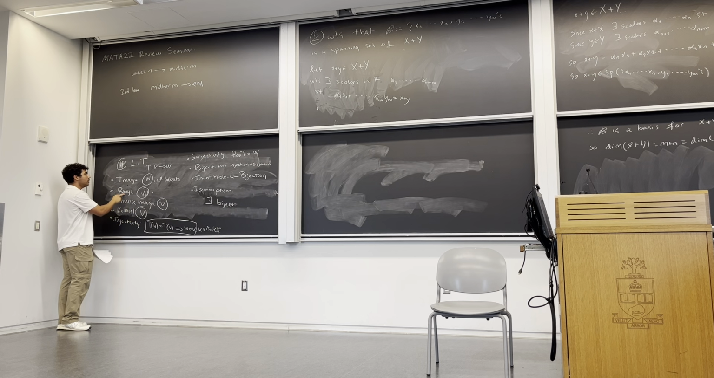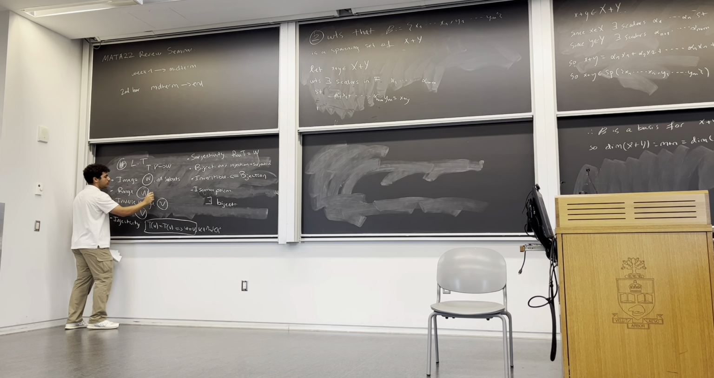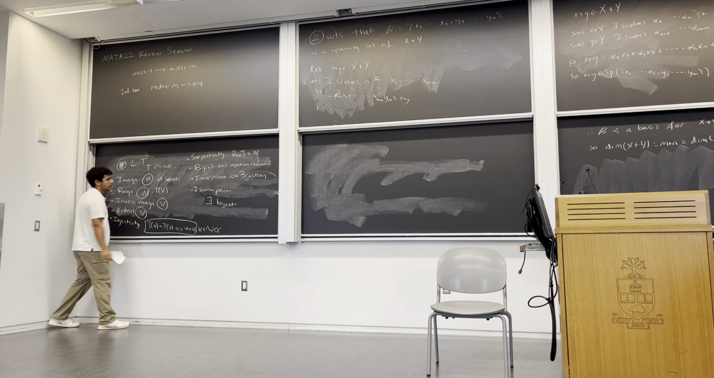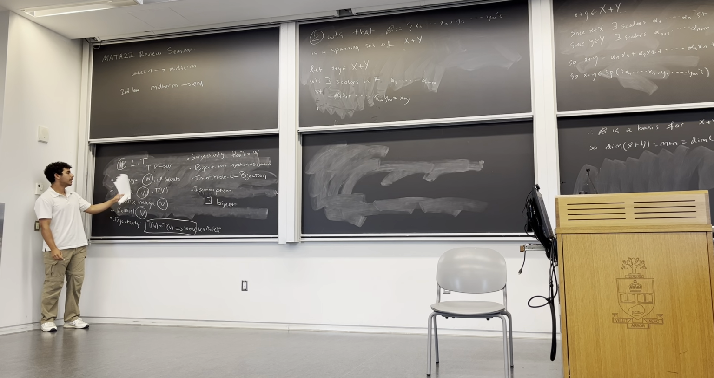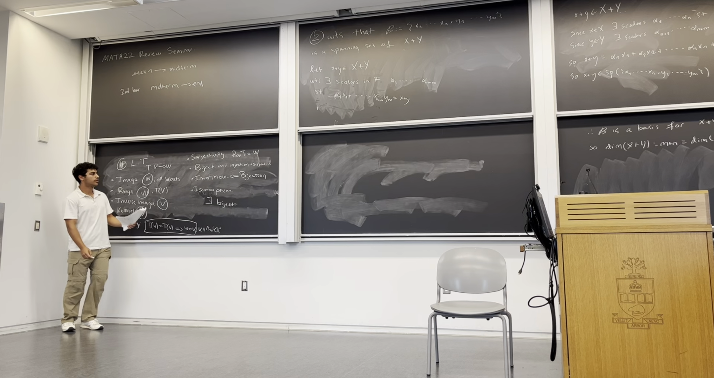Range is whatever our V maps to, so just T of V. That's it. So all subsets, that means we're talking about the image of any subset. Let A be a subset of V.